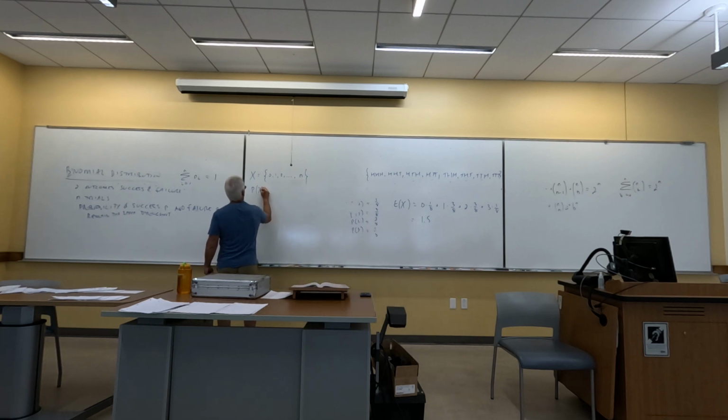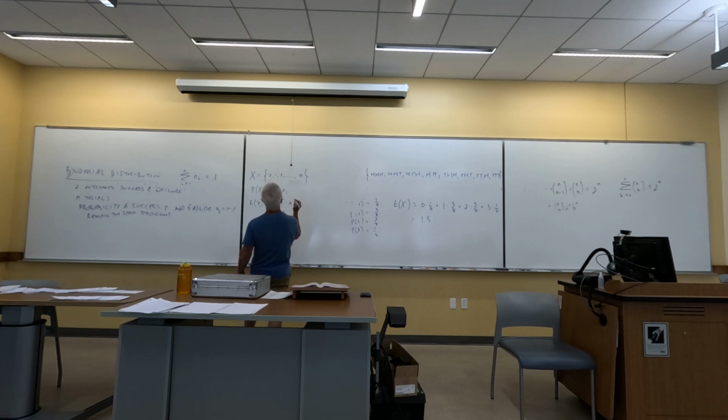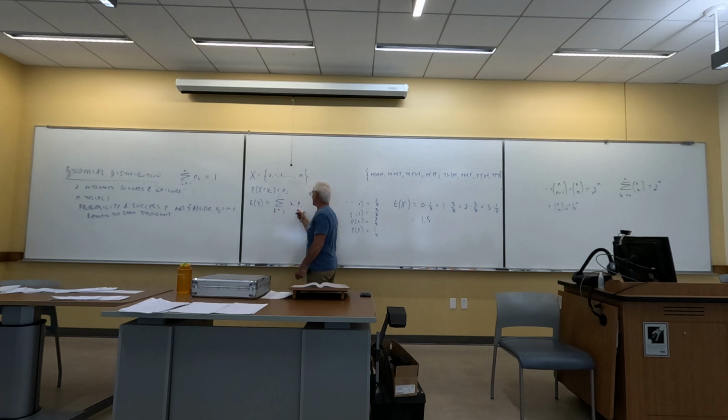And again, if the probability that x equals little xi, we're going to call little pi, then the expected value of x, we said a moment ago, is the sum of xi times pi. Actually, I'm not going to call it xi. Sorry. Let me do it this way: the sum from k equals 1 to n of k times pi. But what's pi?